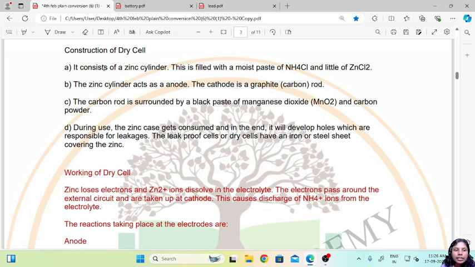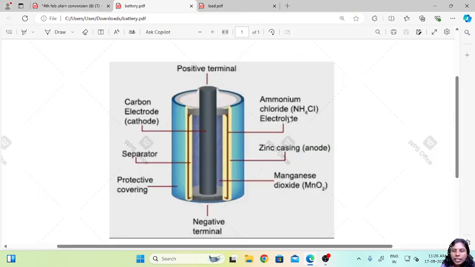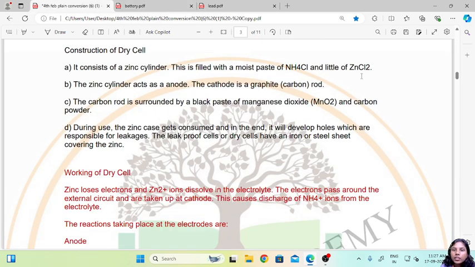This dry cell consists of a zinc cylinder. This is filled with a moist paste of NH4Cl and a little of zinc chloride. So this is basically in the form of a paste. Ammonium chloride plus a little bit of zinc chloride is present. The zinc cylinder acts as the anode and the cathode is graphite, as in the carbon rod which is present.